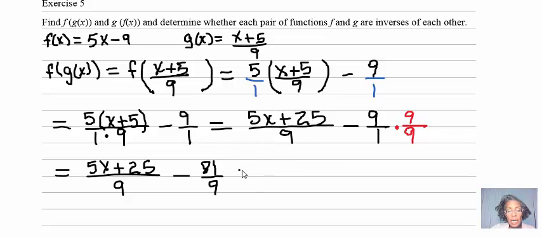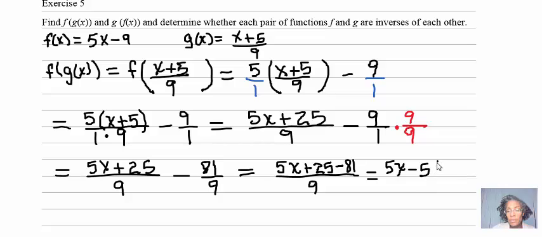Since these denominators are common, that denominator is going to remain a 9. There's no change in the denominator once both terms have the same denominator. And I simply carry out the subtraction with the numerator. So 5x plus 25 is going to have the 81 subtracted from it. And this gives me 5x minus 56 over 9.